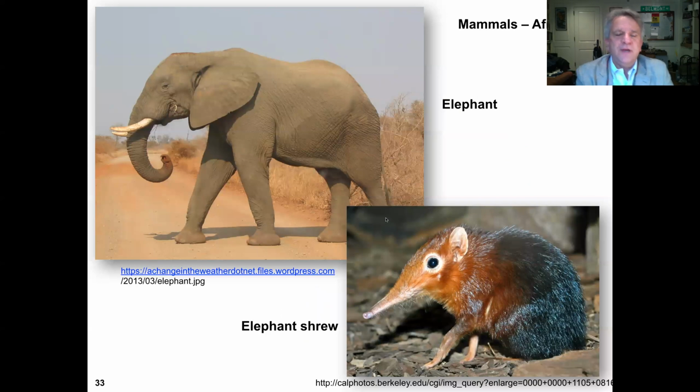Now, Afrotheria put together very disparate lineages such as the elephant and the elephant shrew. The elephant shrew was always categorized as an insectivore and thought to be distantly related to elephants. However, once this new molecular phylogeny emerged, a number of shared morphological characters were then reinterpreted as homologies between the elephant and the elephant shrew.